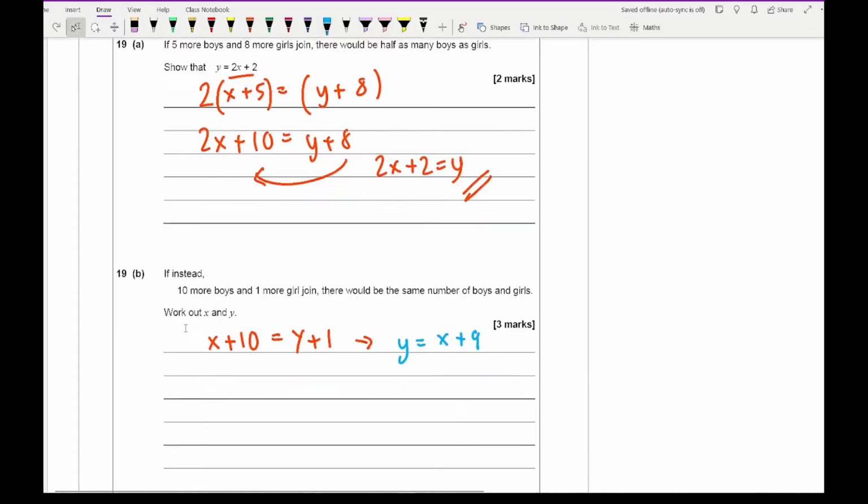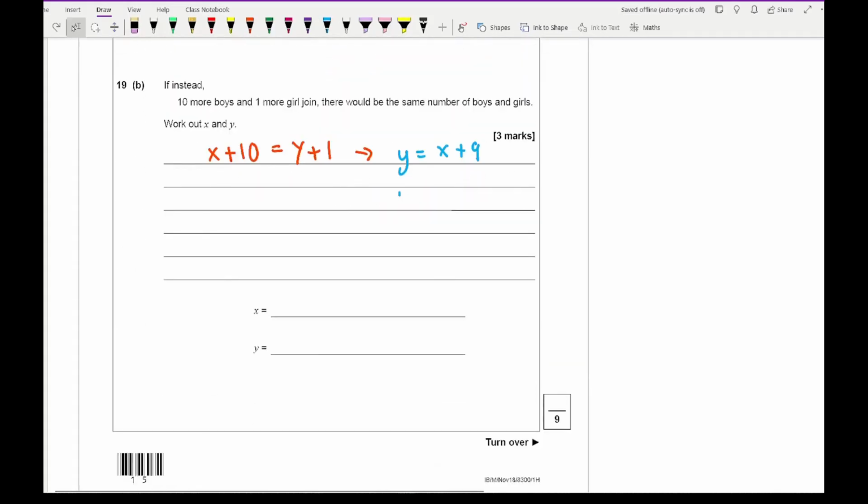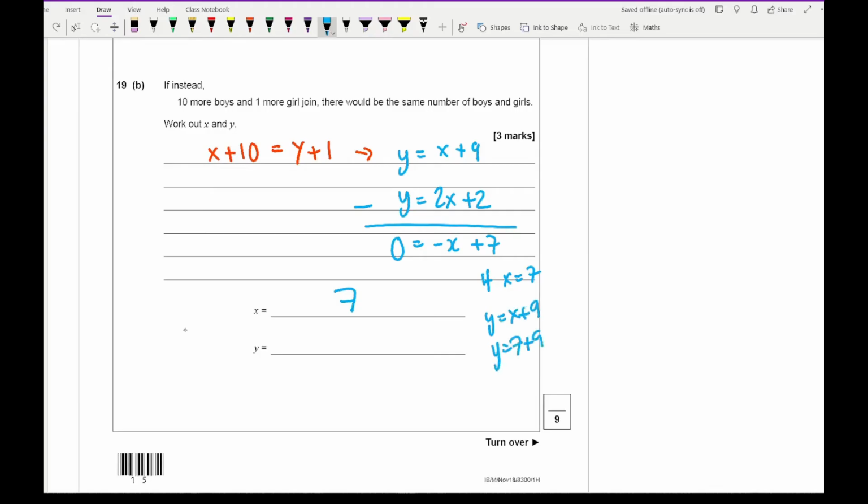Now from this, from my answer in part A, I've got 2x plus 2. If I then take away the two things, I end up with 0 equals minus x plus 7. So x is going to equal, oh no, positive 7 rather. And if x equals 7, using y equals x plus 9, then y is going to equal 7 plus 9, which is 16.